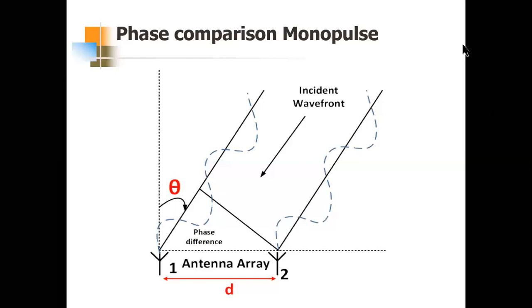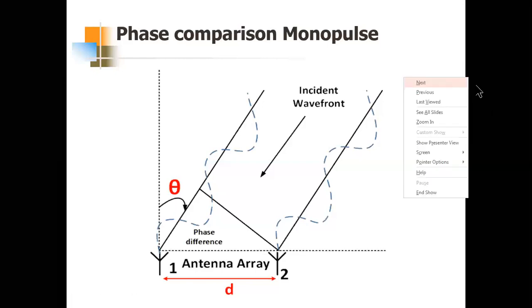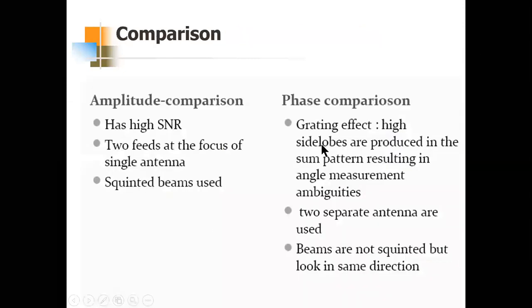Now we'll see the comparison between phase and amplitude comparison monopulse. Amplitude comparison monopulse has high SNR, that is signal to noise ratio. Here there is a problem which we just discussed, the grating lobes, which are high side lobes produced in the sum pattern, resulting in angle measurement ambiguities. Here two feeds are used at the focus of one single antenna, while here two separate antennas are used. Here squinted beams are used, while here beams are not squinted but look in the same direction, with the same amplitude. Clear? This is the basic difference between amplitude comparison and phase comparison monopulse.